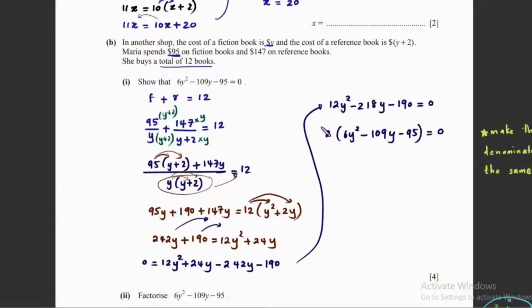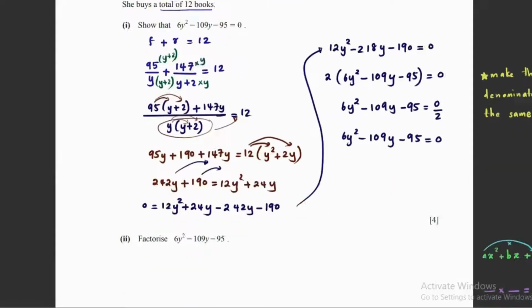Now I need to get rid of this 2 that is multiplying. So I need to take it to the other side, so it will get divided. So we get 6y squared minus 109y minus 95 is equal to 0 divided by 2. Now when the 0 is divided by 2, that becomes 0 anyways. So I can write it as 6y squared minus 109y minus 95 is equal to 0. So now the equation looks similar to the one that is given. It is exactly the same as the one that is given in the question.